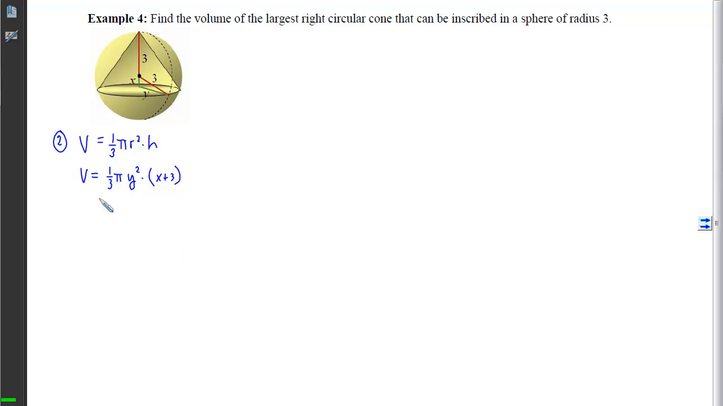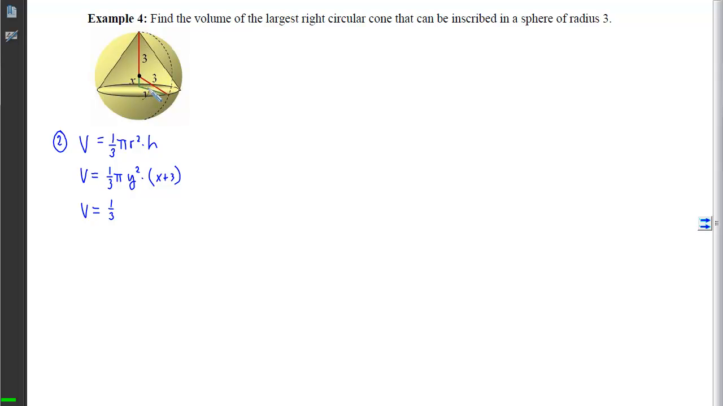Now remember, the goal is to get this in terms of one variable only. So we've got to get y in terms of x. In order to do that, we're going to go look at the relationship between x and y. Because we have a right circular cone, that means the height and the radius are at right angles.